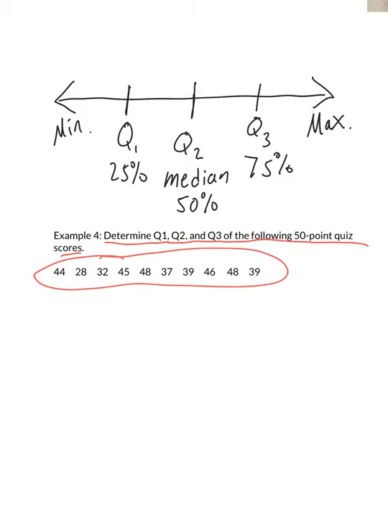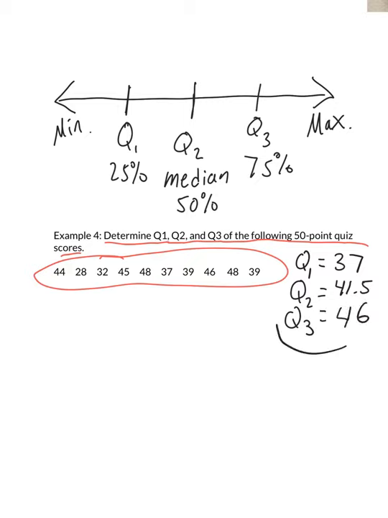So jotting that down, we said Q subscript 1 for quartile 1 equals 37. Quartile 2, Q with a subscript number 2, was 41.5. And quartile 3, Q with a subscript 3, was 46. So that's one way that you could get the correct answer of the quartiles whenever the homework and even the test asks you for those.